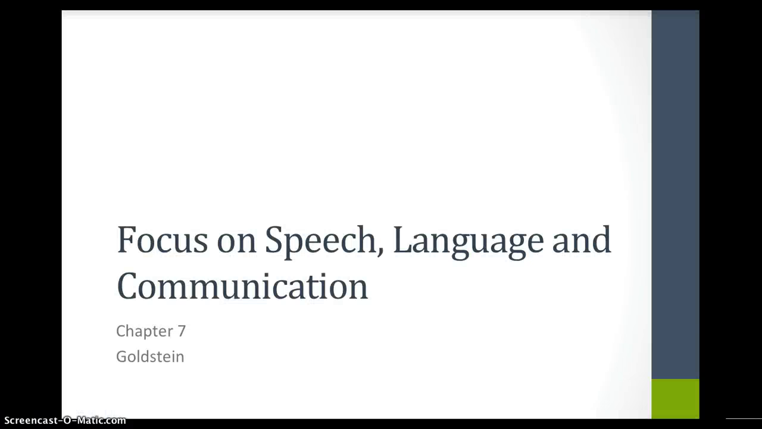Turning to Chapter 7, we're going to look at speech, language, and communication with regard to the diagnosis of ASD. Obviously, there's a strong relationship between what we're speaking about with social interactions and language and communication, so you'll see a bit of overlap.